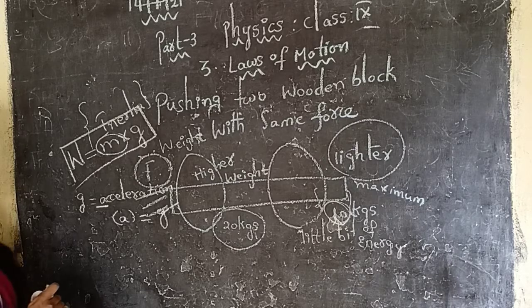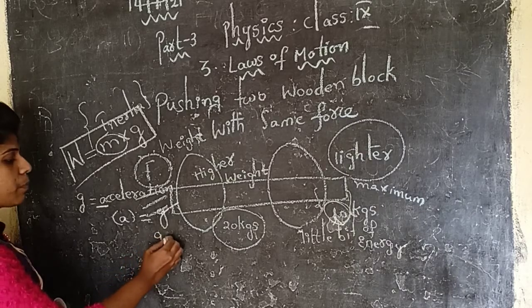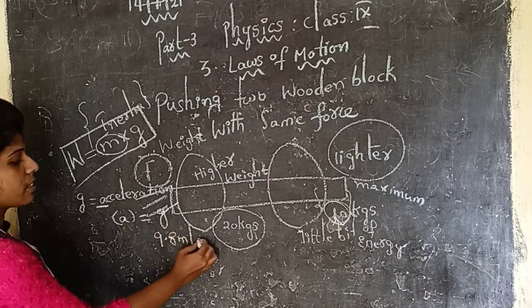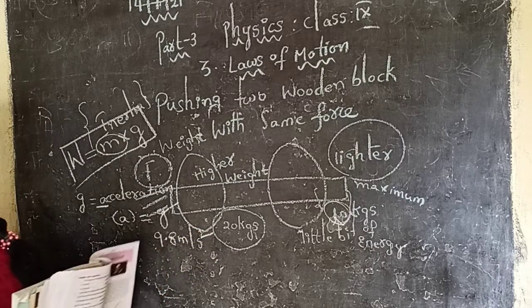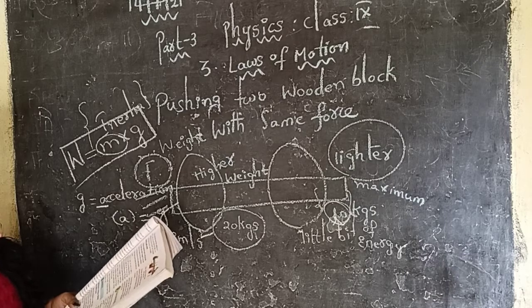What is the value of small g? 9.8 meters per second square. 9.8 meters per second square is the value for small g.